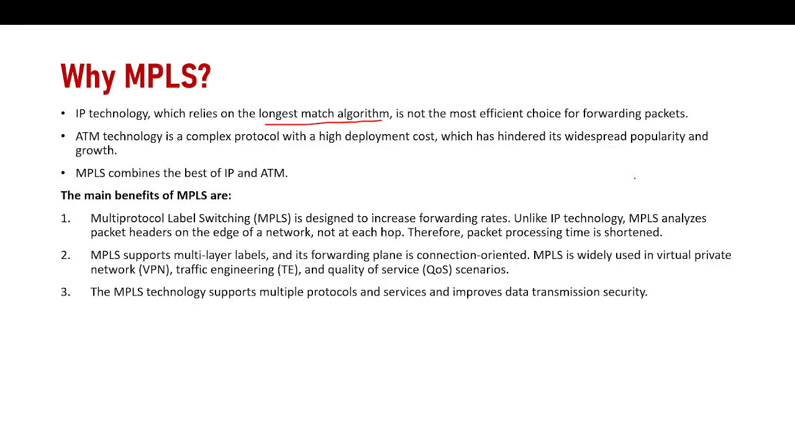So I've also not dealt with ATM, but of course this is from the notes provided. The main benefits of MPLS, multi-protocol label switching, is that it increases forwarding rates. It's not using the longest match, not doing the route table lookup. It will analyze packet headers on the edge of a network, not at each hop, and then the packet processing will be shortened. So you are only doing the analysis of packet headers on the edge of the network, and that is it.